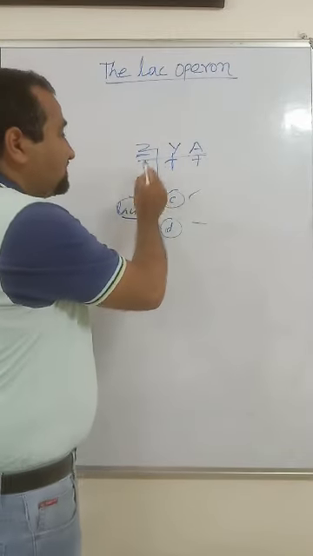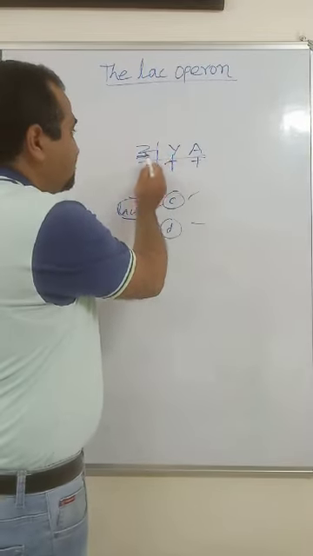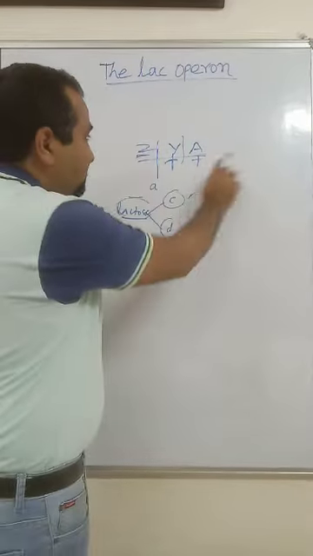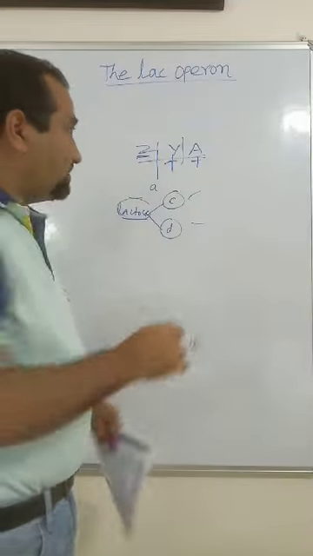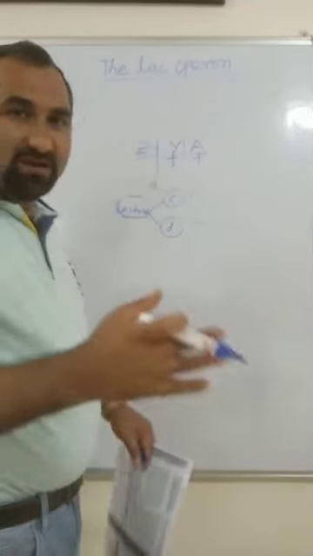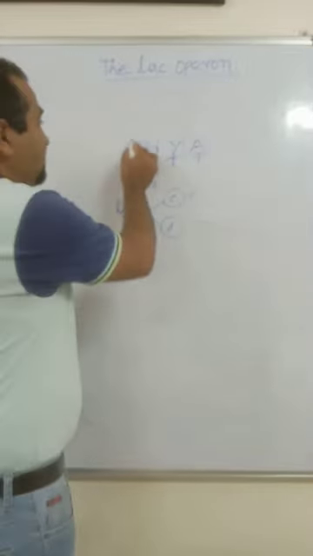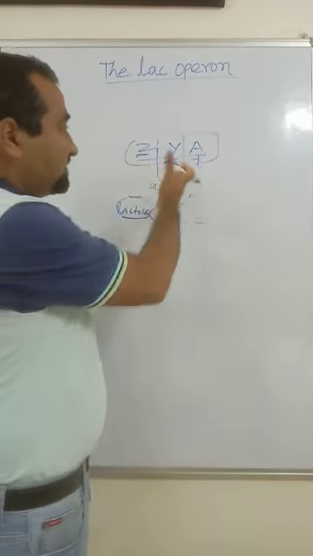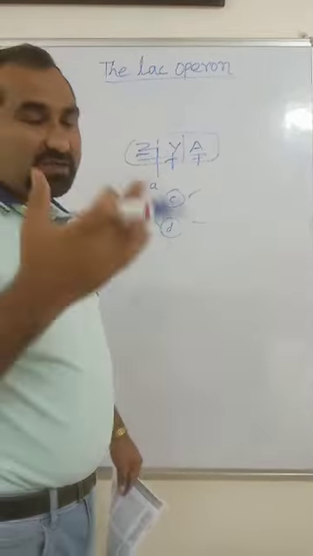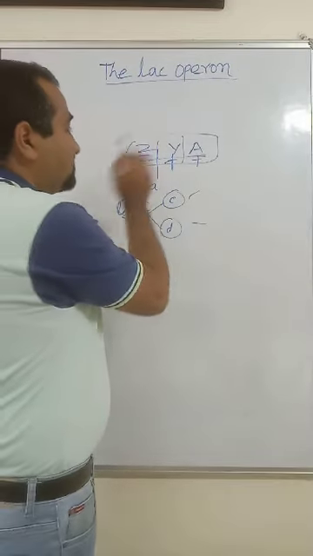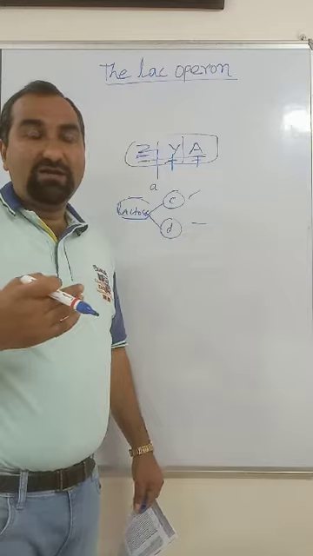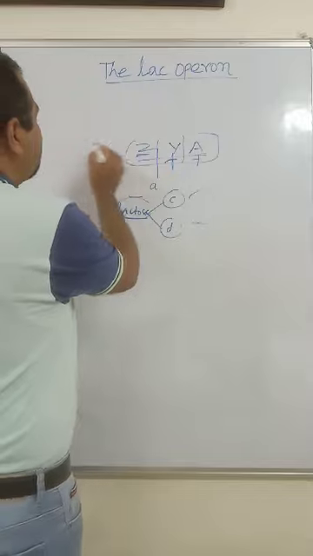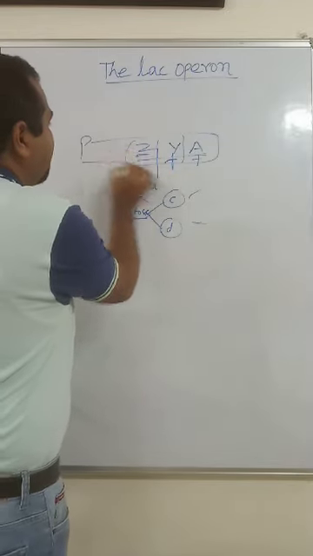These three genes lie one by one, first Z, then Y, and then A. They are not separated in space; they are attached together, one after another. We are taking the example of the lac operon, in which three genes are used. These three genes are regulated by a single regulating unit, known as P, that is, the promoter.